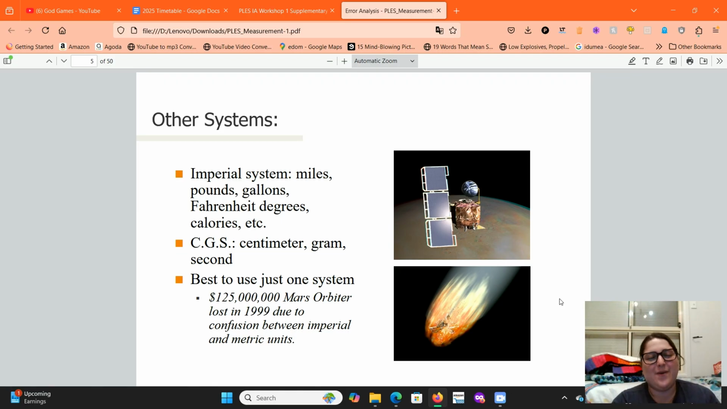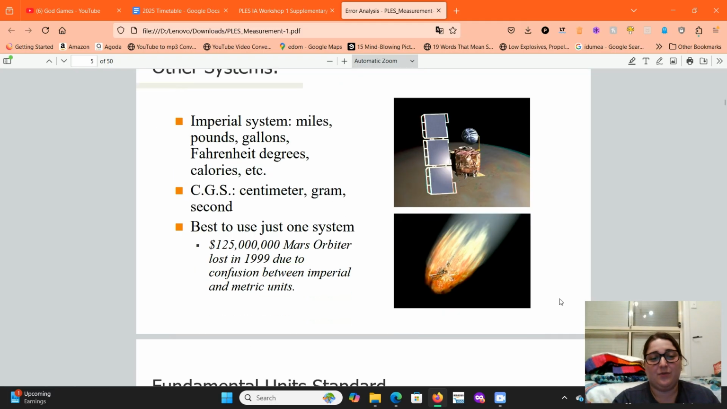If you write in your prac reports or in your tests an absolute horrendous thing like "$125 million Mars orbiter lost in 1992 between confusion between" — let's restart that. This here is an example of what can happen if you do not all use the same measuring system. They lost an orbiter because half the people working on it were American, the other half were not, and there was not a standard unit system, so the Americans were using imperial and everyone else was using metric, and the whole thing went kaput. If you want to read more on that, look it up.